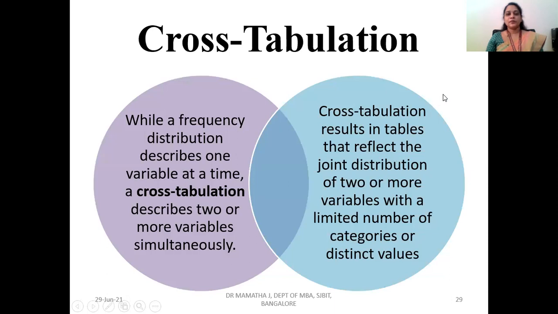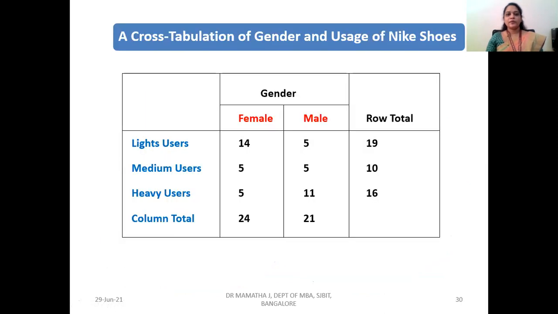This is only for a single parameter. If you have more than two parameters or variables, you can go for cross tabulation. The frequency distribution we discussed in the previous slide describes one variable at a time, but a cross tabulation describes two or more variables simultaneously. For example, in this table, gender is one variable and usage of Nike shoes is another variable. So you're putting both variables in one table.